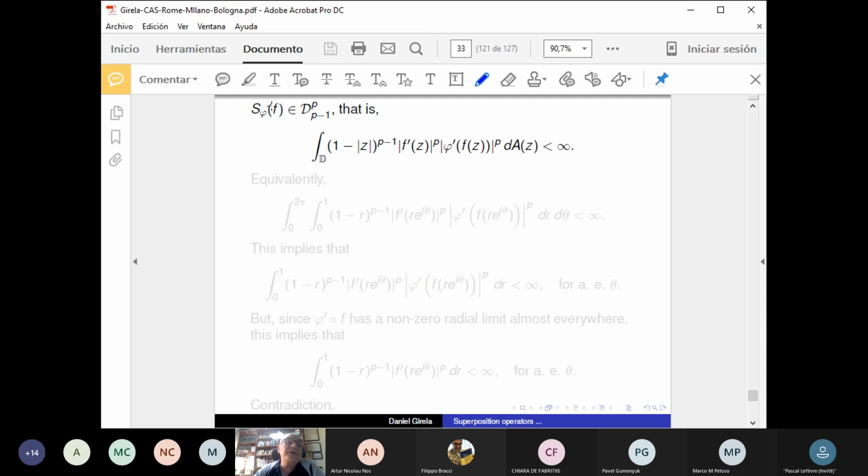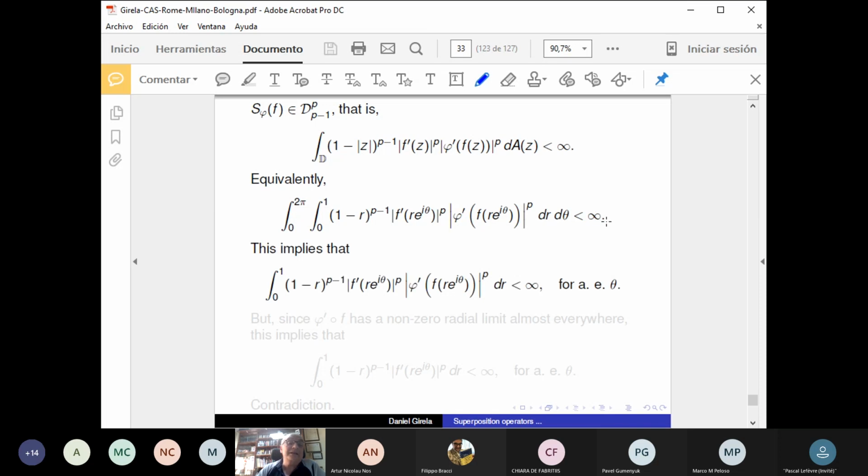And then it's just working a little bit on the condition. We are assuming that S_phi of f is here. We write what this means, and then we write this in polar coordinates. If this is finite, this means that for almost every theta, this integral has to be finite. But recall that I said that phi prime times f composed with phi has a non-zero radial limit almost everywhere. Using this here, it is easy to prove that this implies this, and then we get a contradiction. Once we have the idea, these are just writing things and one gets a contradiction.